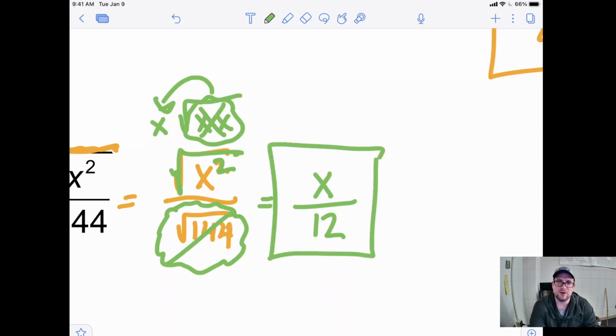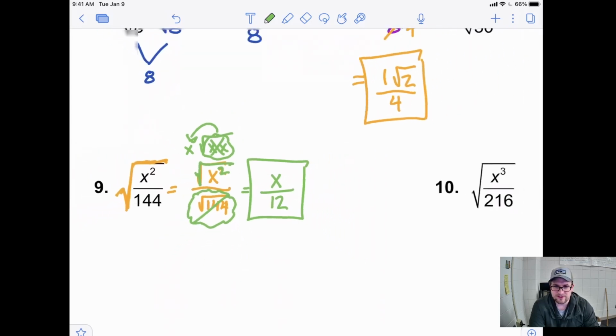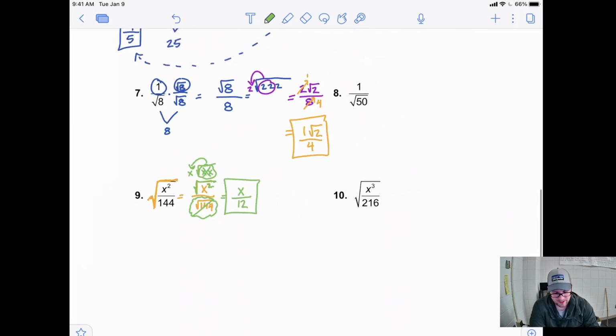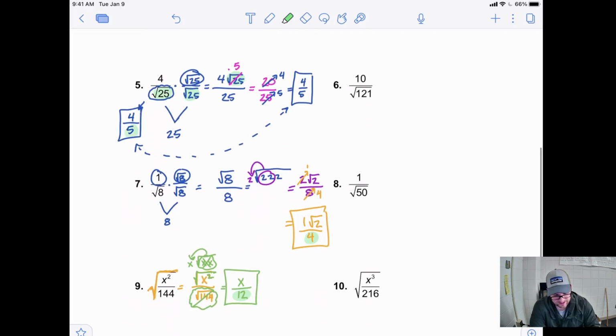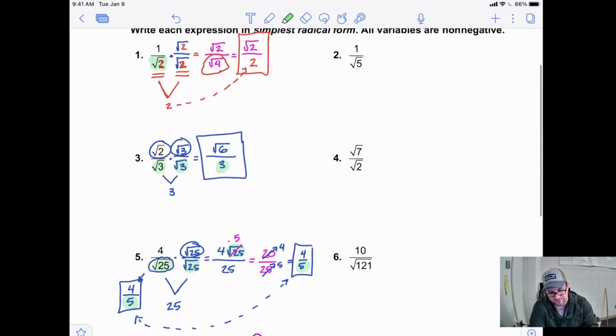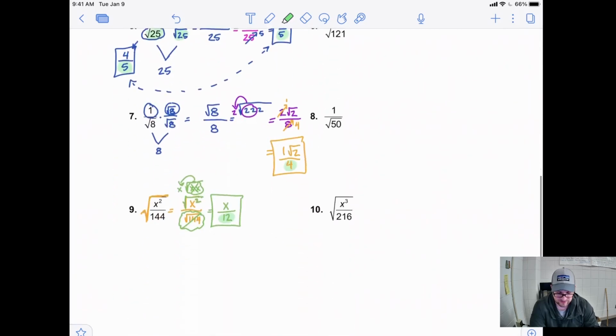There's nothing we can do more. We can't reduce the fraction. You also don't have any square roots left, and there's definitely not a square root in the bottom. That's the goal. Get rid of square roots in the bottom. Notice how there's no square root in the bottom, in any of these. Okay, that's the goal, ladies and gentlemen.